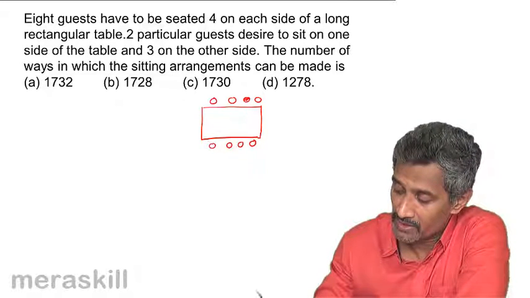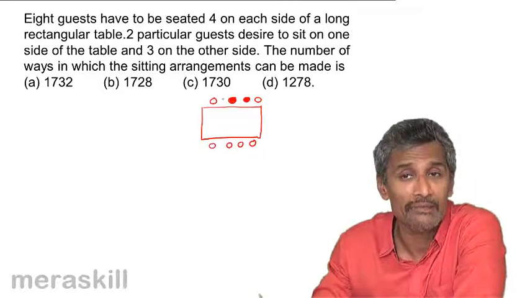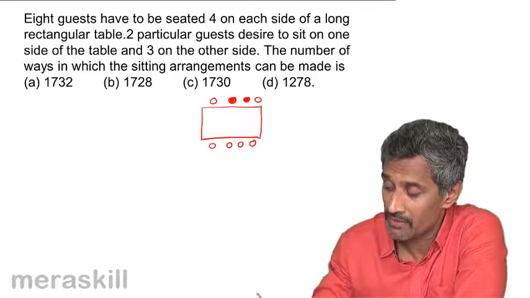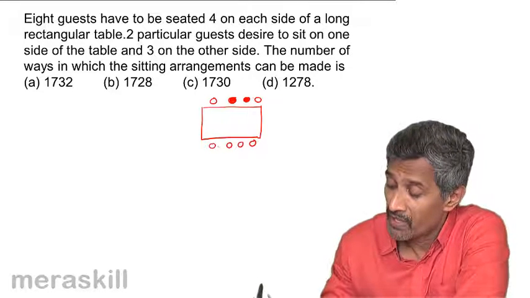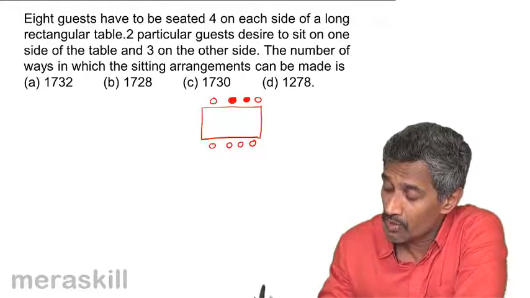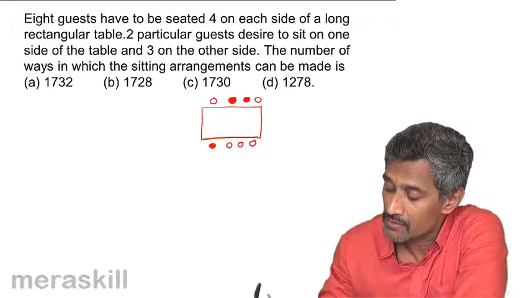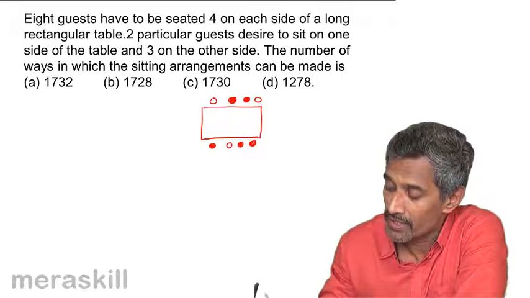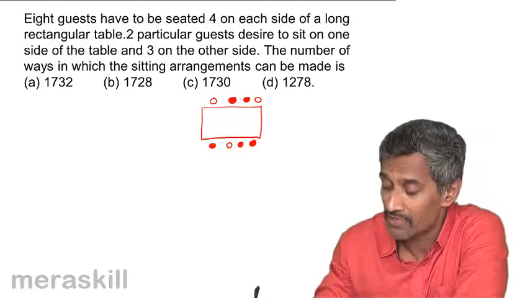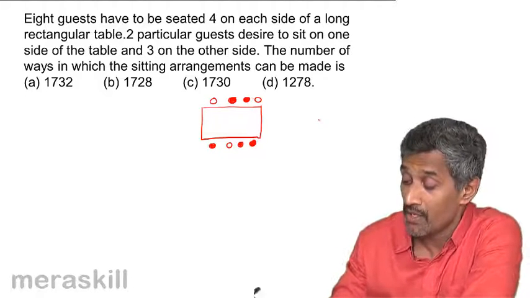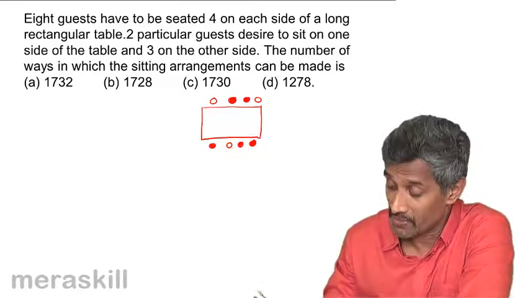So they could be this one and maybe this one. They may not sit together, but they want to sit on one side, maybe this one and this one, or this and this. And 3 of these also want to be together, maybe this, this and this. They always want to be together on one side, and these 2 want to be on one side. So how do we make this arrangement?